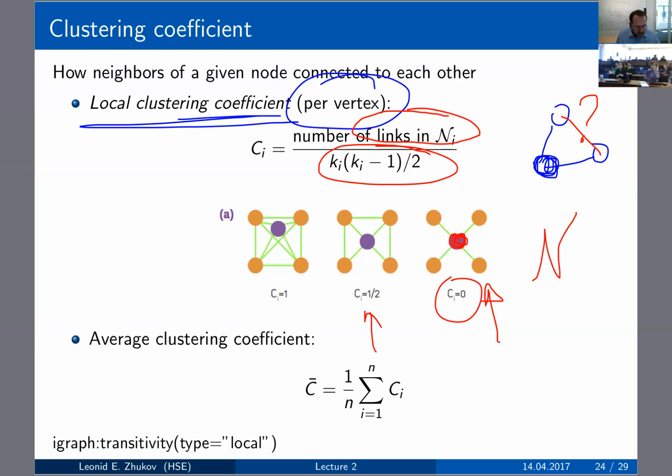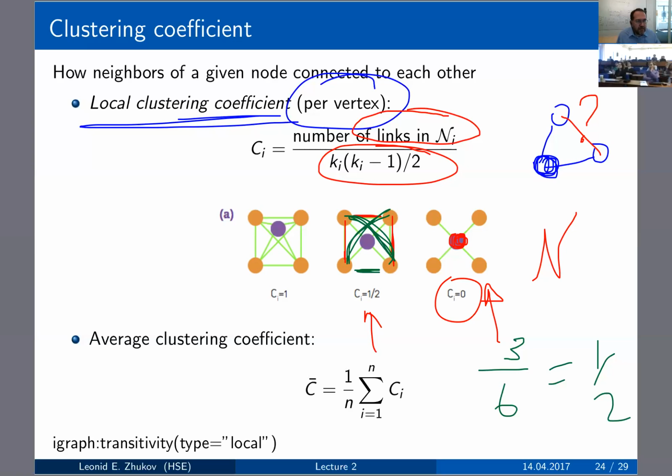Second picture. The same neighbors, but now they know each other. Let's take a look at this. There are three edges connecting the neighbors. But what would be the total maximum possible number of edges connecting the neighbors? This edge is missing, this edge is missing, and this edge is missing. So the maximum possible connectivity here is 6, but only 3 connections are present in the neighborhood. So the clustering coefficient is 3/6, or 1/2.